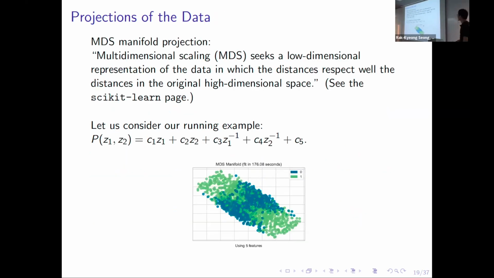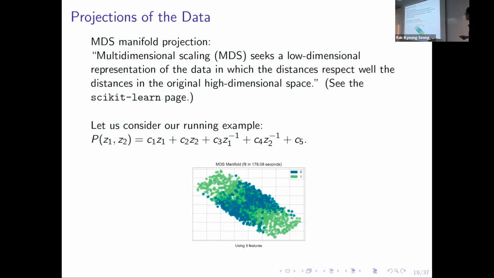So what we're going to use is something called MDS manifold projection. Here's a one-sentence summary, which says it's basically a projection, namely a low-dimensional representation of the data, to more or less preserve the distances in the high dimensions. This is copied from the scikit-learn page, so you can always find the detailed explanations from textbooks or the scikit-learn page.